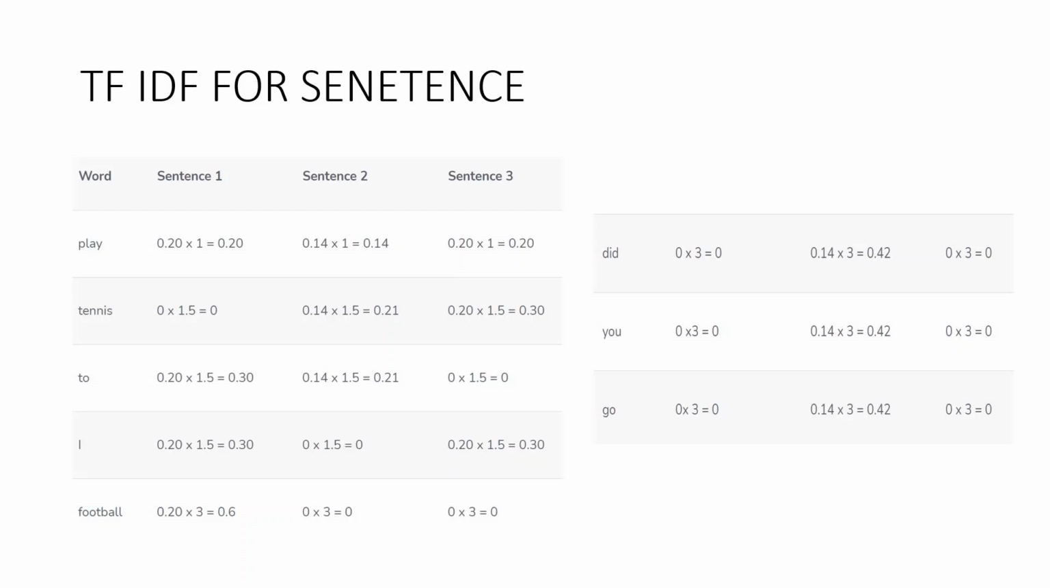The values in the columns for sentence 1, 2, and 3 are the corresponding TF-IDF vectors for each word in the respective sentences.